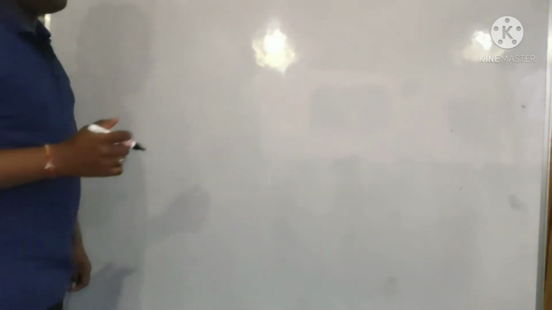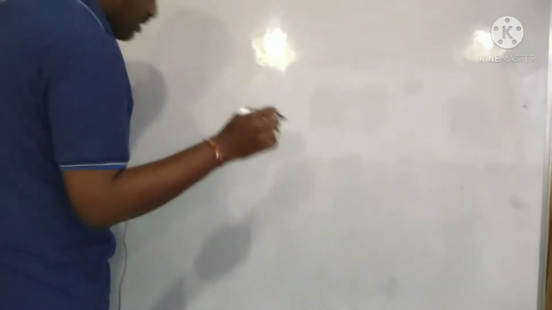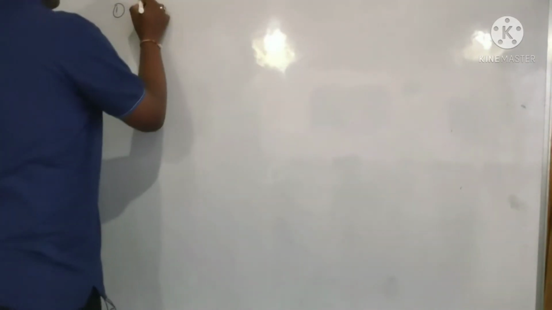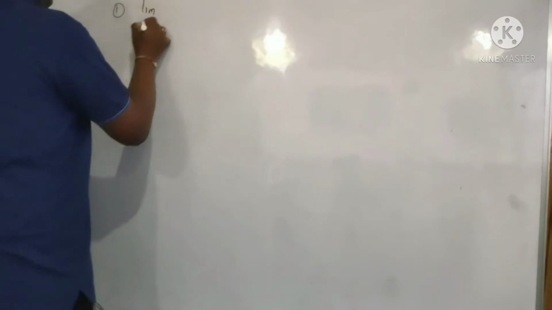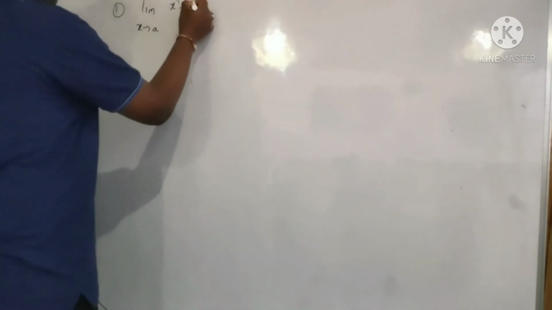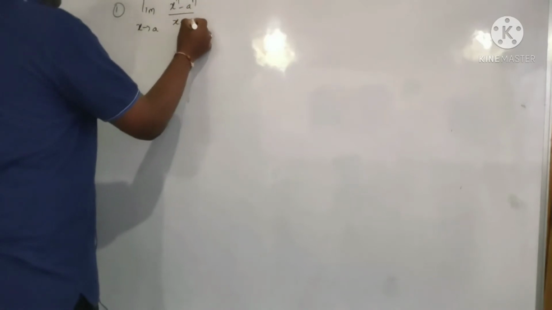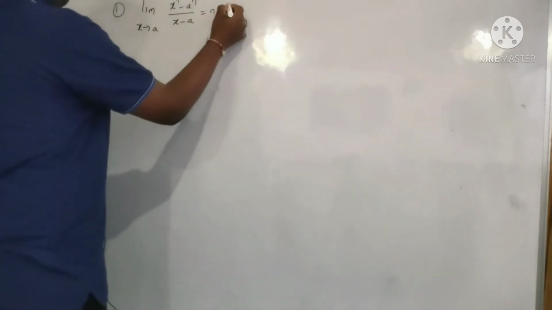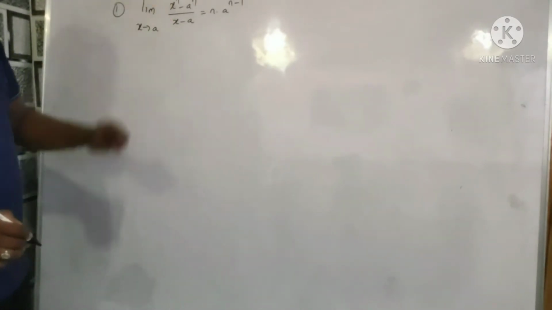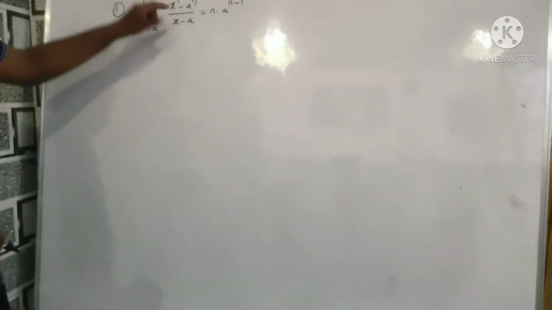Yeah, now let us discuss some standard limits. These are very standard limits, very important points. So already in the standard limits I discussed two formulas: limit x tending to a of (x^n - a^n)/(x - a) is equal to n a^(n-1). This I already discussed. How did you get it? By L'Hopital rule also you can find this.